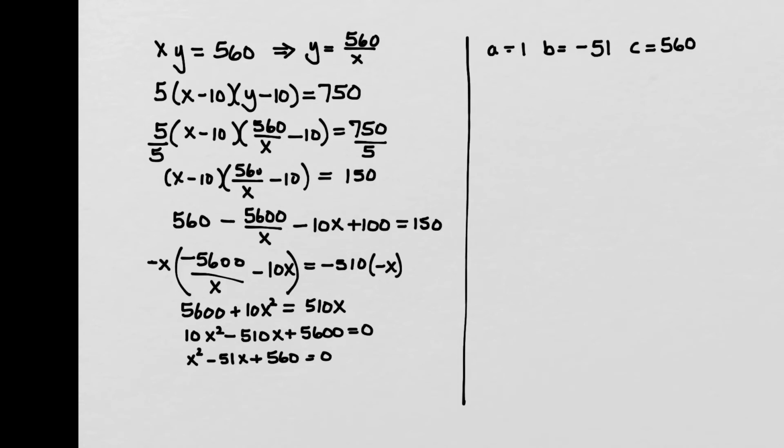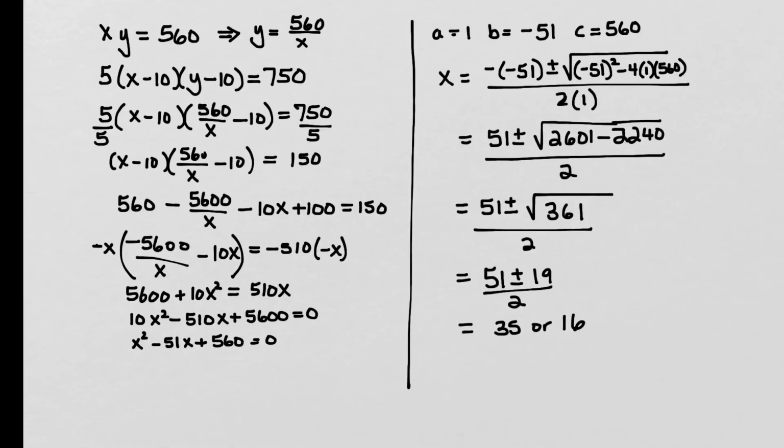Okay, so I've got this in standard form for a quadratic equation, and we have a equals 1, b equals negative 51, and c equals 560. So I'll use the quadratic formula to solve this. Okay, so I've used the quadratic formula here, and I've gotten 35 or 16 as solutions for x.